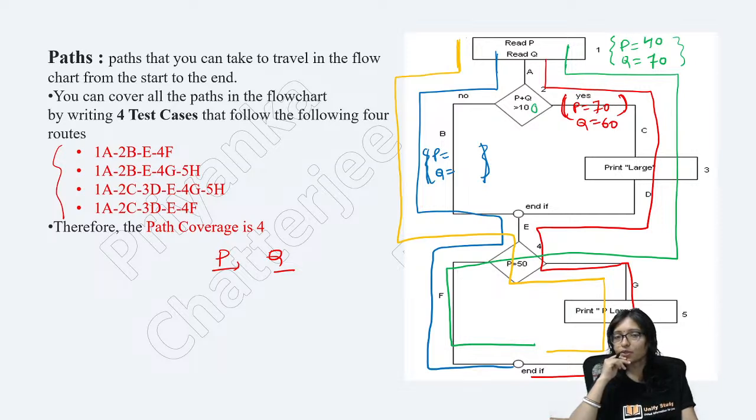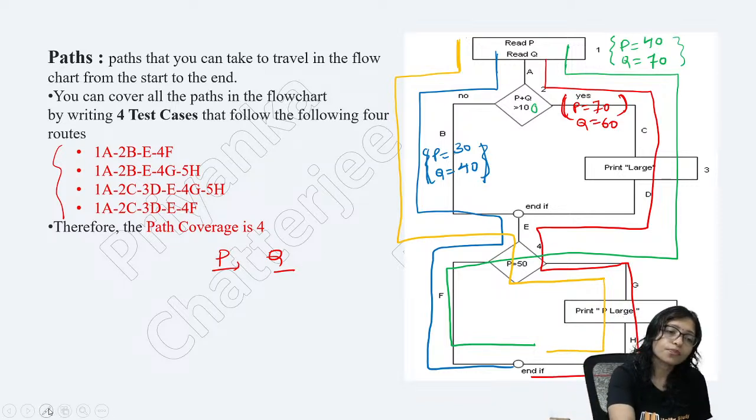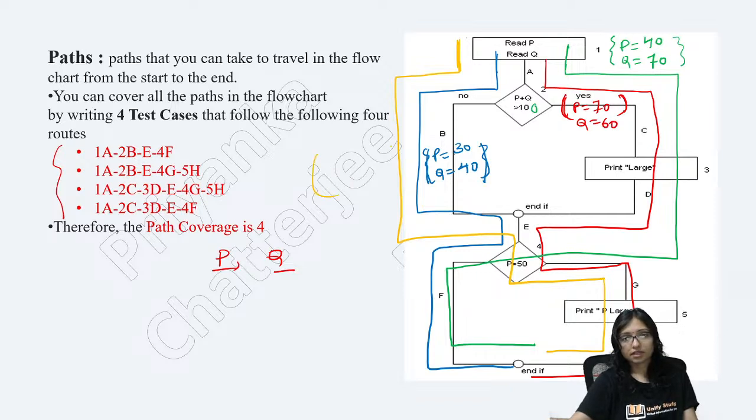Blue, I am asking blue. What should be the blue? Blue 30-40, okay, good. 30-40, yes, correct. Because P plus Q is less than 100 and P value is also less than 50. So 30-40, good. And yellow, last one, the yellow one. What should be the value for P and what should be the value for Q?